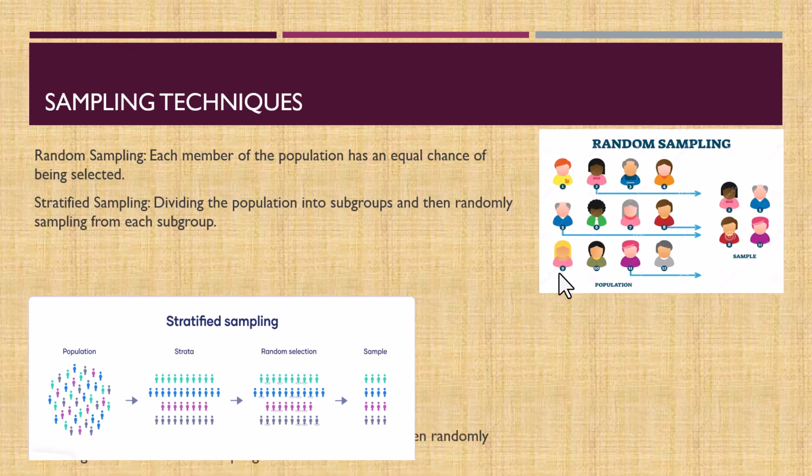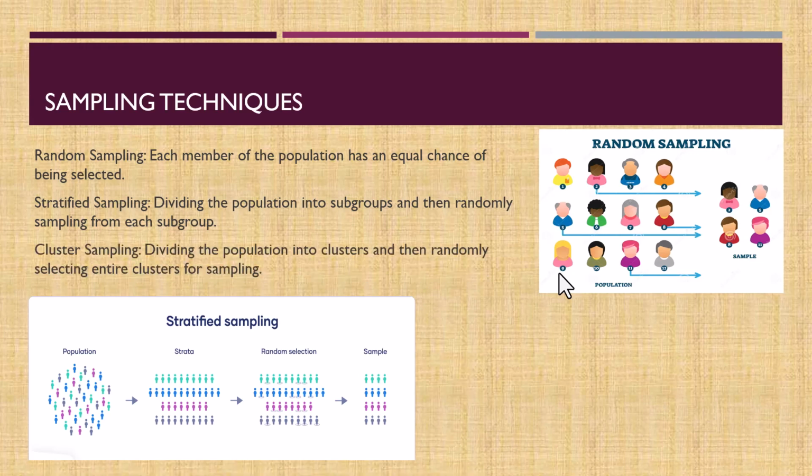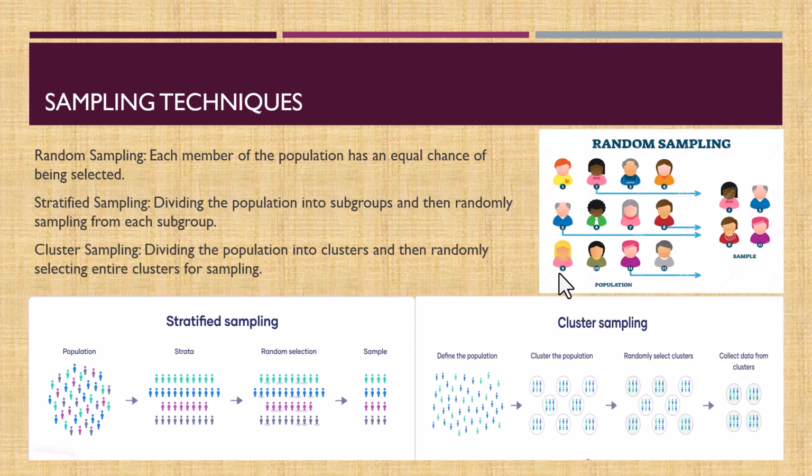There is cluster sampling, and this divides the population into clusters and then randomly selects entire clusters for sampling. For example, you have a population, and from that population you group the population into clusters, and then you go. This time round, it's not like stratified, where you pick an individual from the group or strata. In cluster sampling, you randomly select an entire cluster or an entire group that has people or all those units of observation.